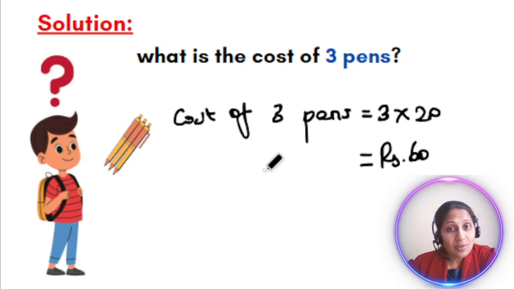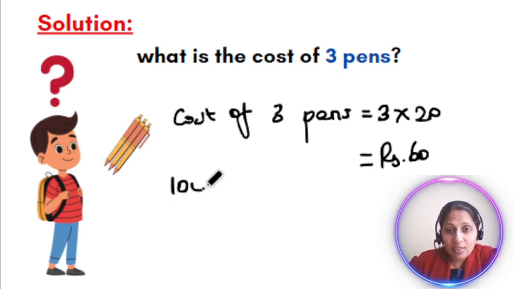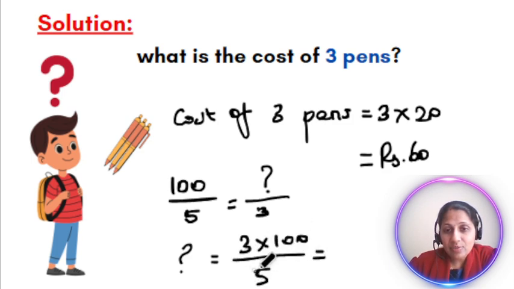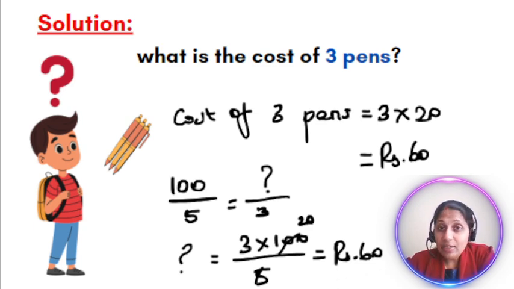We can solve the same problem using proportions. How? Let's relate it with the help of proportion. 100 rupees for 5 pens. So what will be the cost of 3 pens? Now rewrite it to get the unknown one, which is your question mark. So 3 times 100 by 5, which gives you 1 times 20 times 3, which is rupees 60.